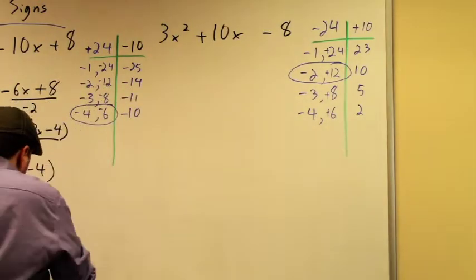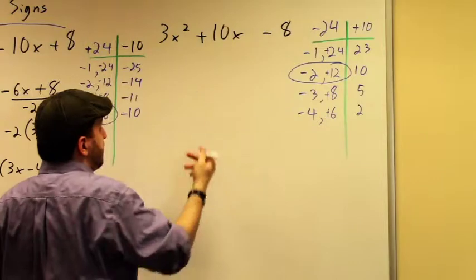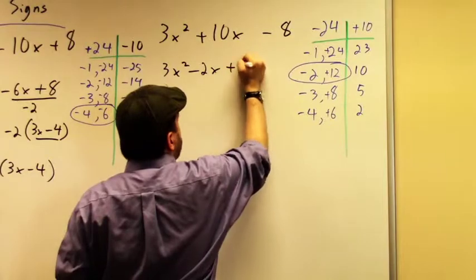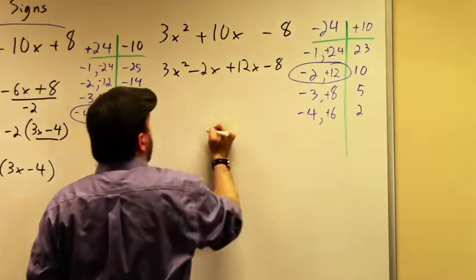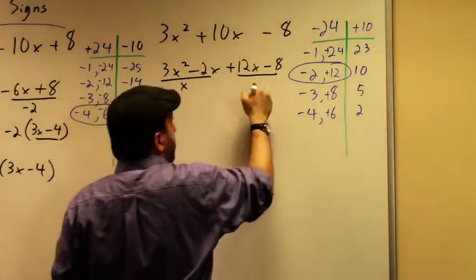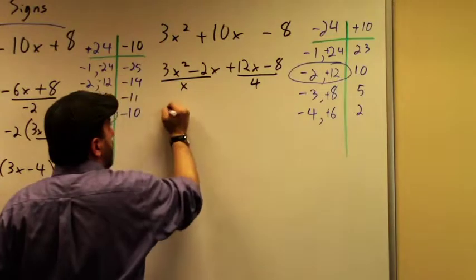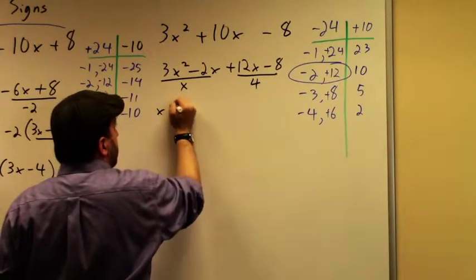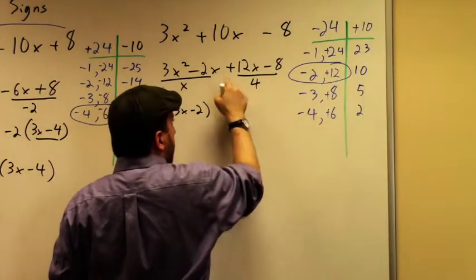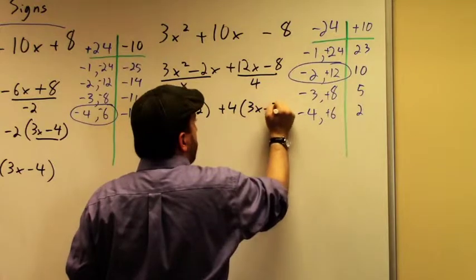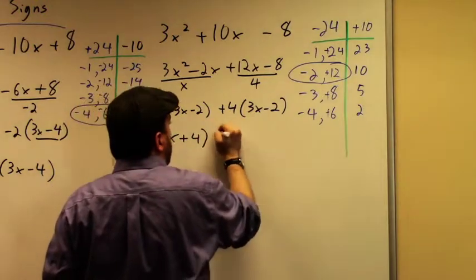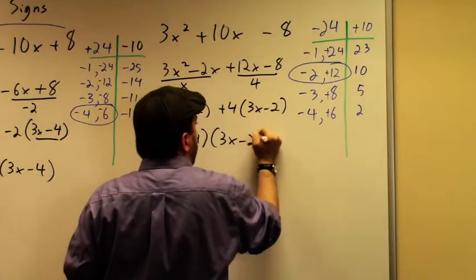So when I go to finish it and solve it, I'm going to have 3x squared minus 2x plus 12x minus 8. I'm going to divide here, divide here. My GCF here is x. My GCF here is 4. That's going to leave me with x times 3x minus 2. This is going to be positive 4, because that's positive, times 3x minus 2. And then my answer is going to be x minus 4 times 3x minus 2.